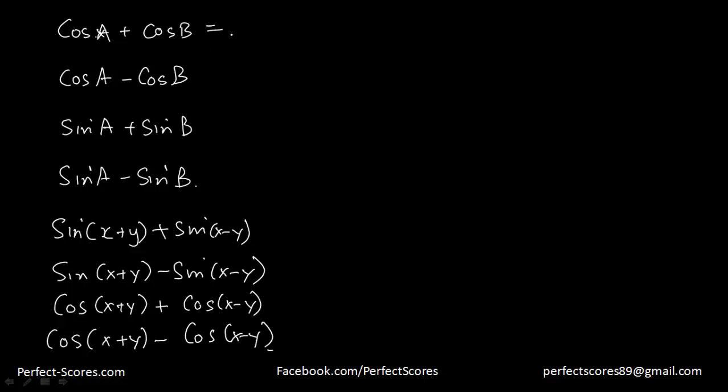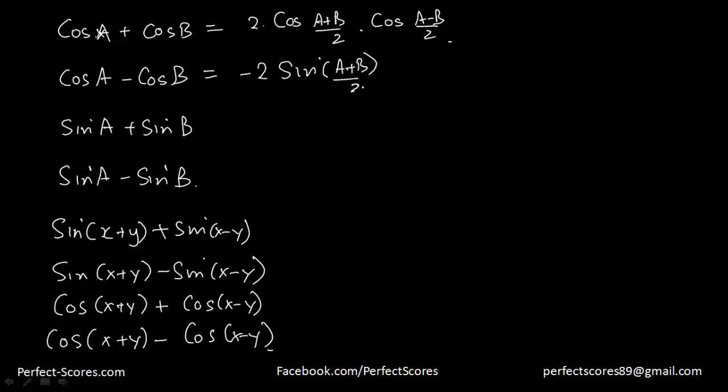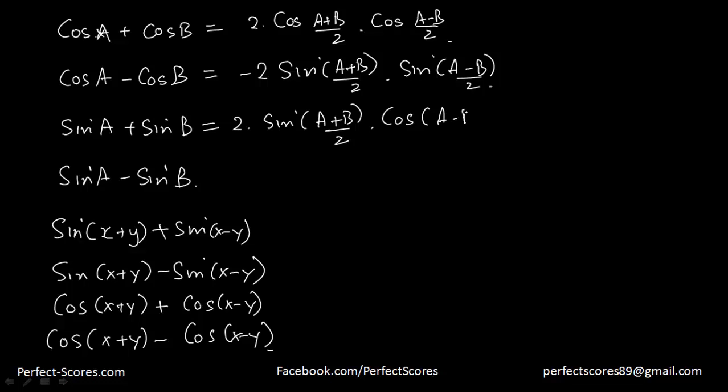So if you just write down their counterparts, cosine of a plus cosine of b is going to be 2 times cosine of (a plus b)/2 into, again, cosine of (a minus b)/2. This is going to be equal to negative 2 sine of (a plus b)/2 into sine of (a minus b)/2. This is equal to 2 times sine of (a plus b)/2 into cosine of (a minus b)/2. In this case over here, it's 2 times cosine of the same (a plus b)/2 and sine of the same (a minus b)/2. Right, so that is there.